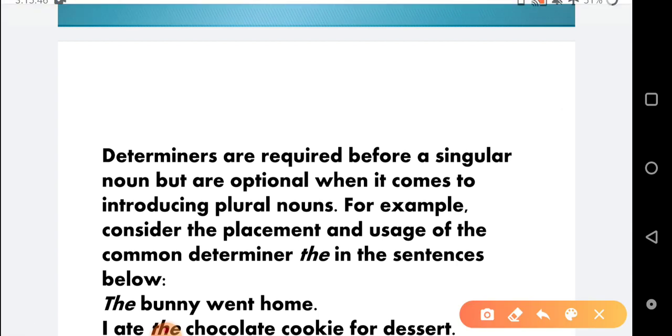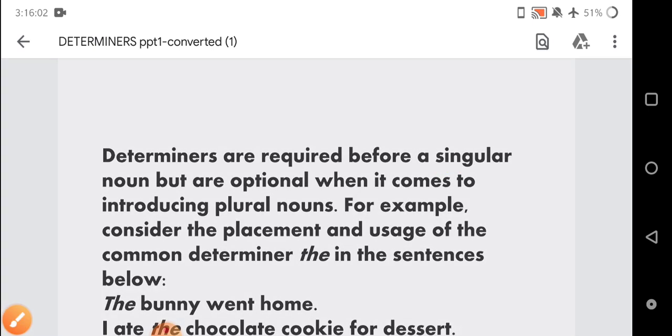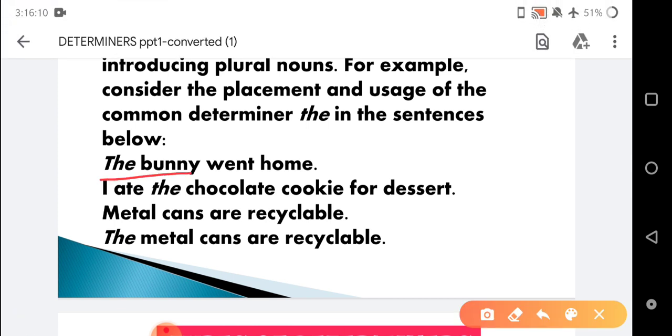Now, determiners are required before a singular noun, but they are optional when it comes to introducing plural nouns. In the sentences given below, you can see the usage of the determiner the. For example, the bunny went home. I ate the chocolate cookie for dessert. Metal cans are recyclable. The metal cans are recyclable.